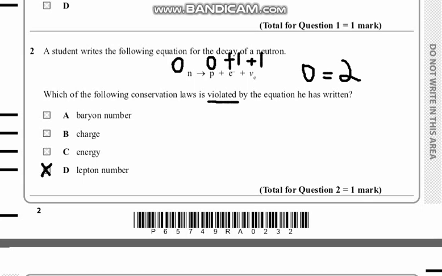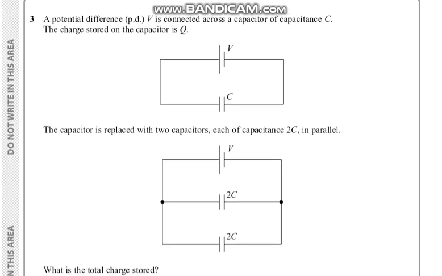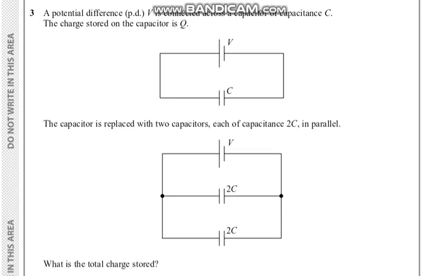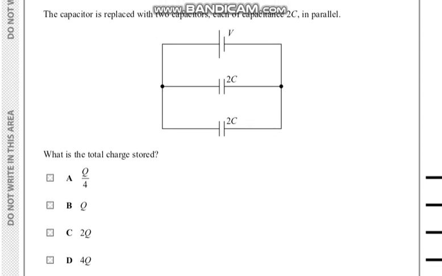Moving on to the third question. A potential difference V is connected across a capacitor of capacitance C. The charge stored on the capacitor is Q. The capacitor is replaced with two capacitors, each of capacitance 2C in parallel, so they are doubled. And the question is, what is the total charge stored? It's a pretty easy question. What we'll do is cancel out the wrong options, that's Q/4 and that's Q.